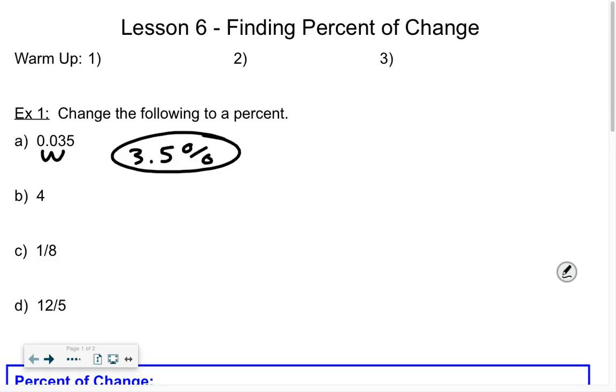4, if we convert that to a percent, a lot of people are going to say, okay, we need to move it to the left just because we're used to looking at it that way. But understand the rule. Again, we go to the right. 4 is equivalent to 400%.